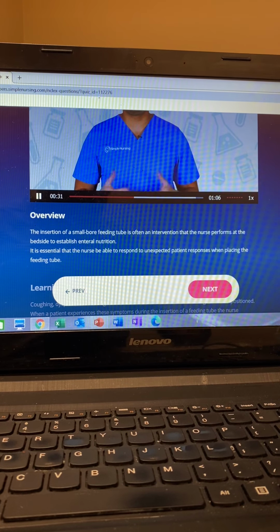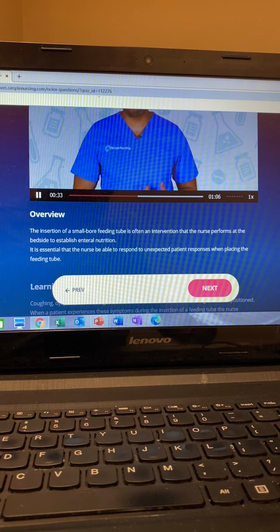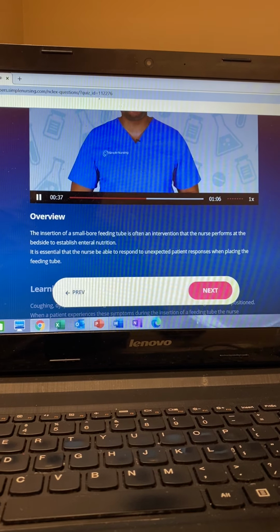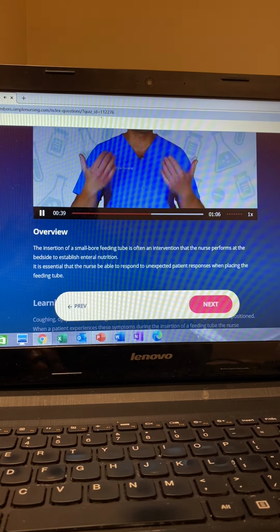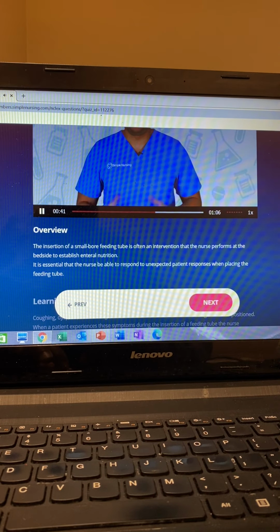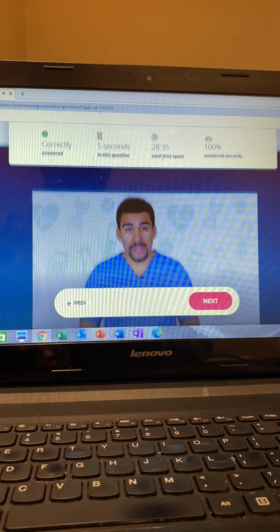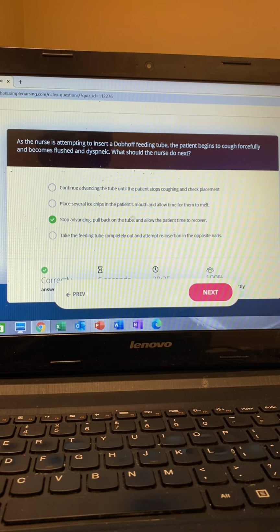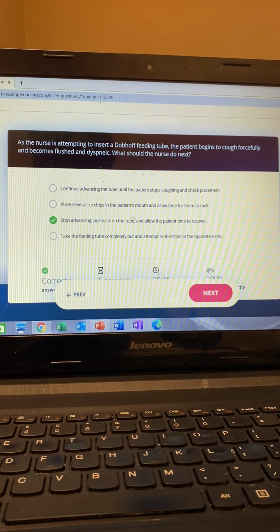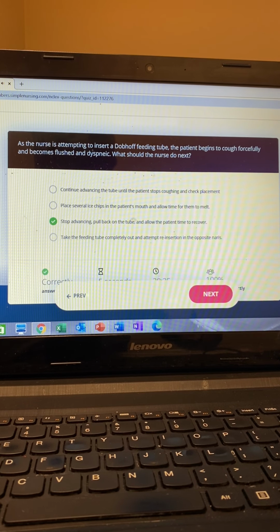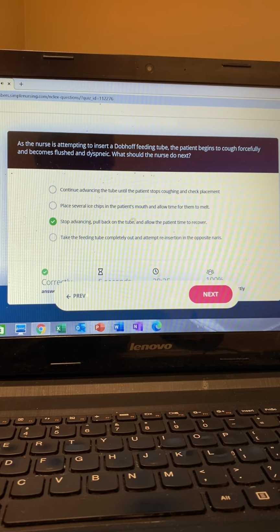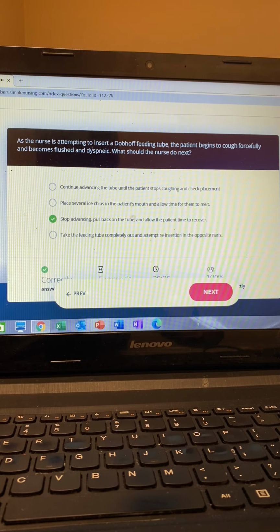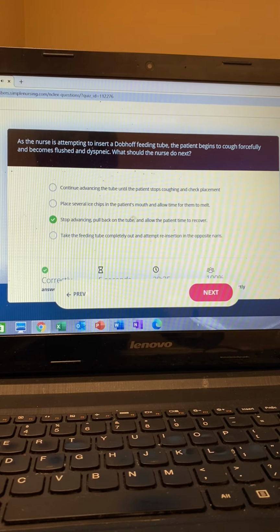So options 1 and 2 are incorrect. Keep advancing the tube will cause more distress. And option 2, melting ice chips in the mouth. Guys, the patient already has respiratory distress, so the patient can already aspirate. Now, option 3 is the correct option. We always stop the tube that's causing the problem and then clear the airway that allows the patient to breathe. Now, option number 4 is incorrect. The tube should be taken out, but guys, allow the patient to recoup before trying it again.